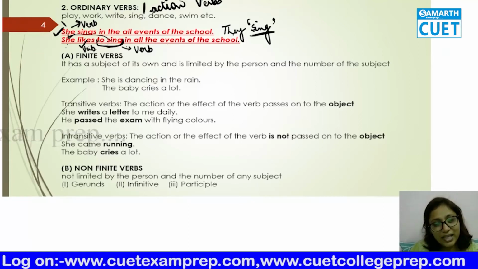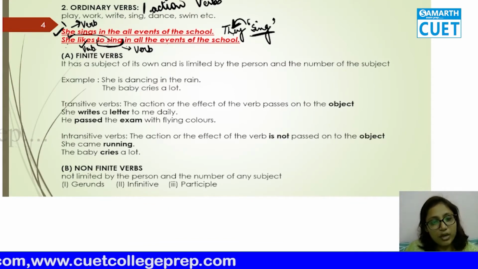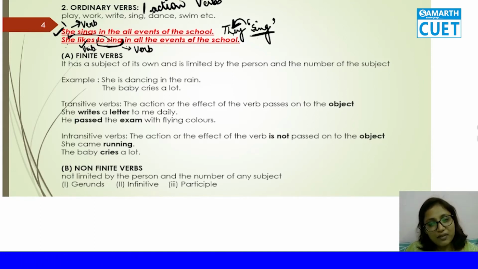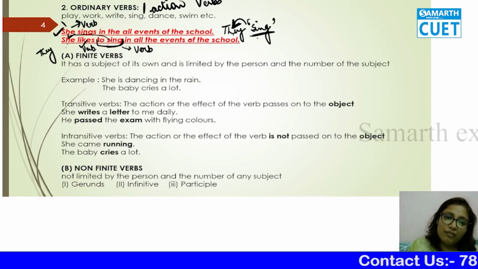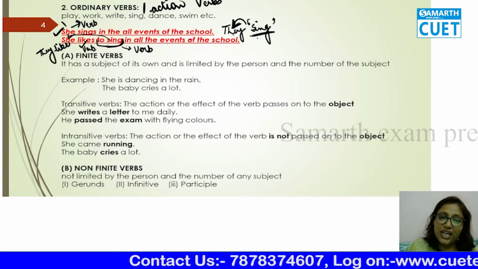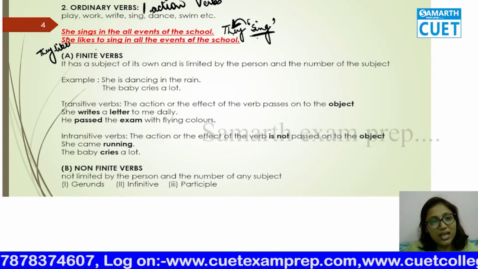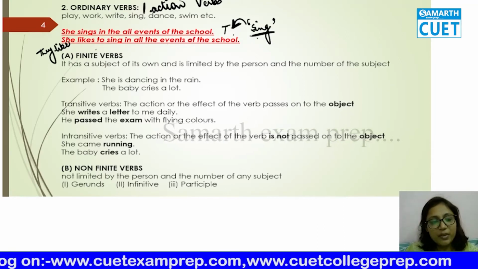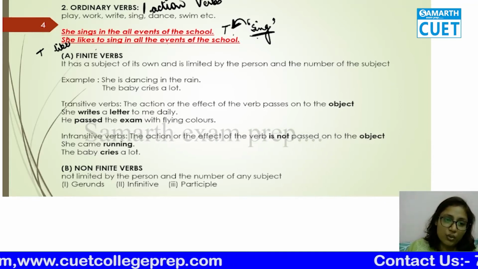So sing is directly connected to the subject. If I put she, sing will become sings. If I put they, it will become sing. Understand? But for this sentence, you put they. For they, what will change? First it was she likes to sing in all the events of the school. Now it will be they like to sing in all the events of the school. Okay.